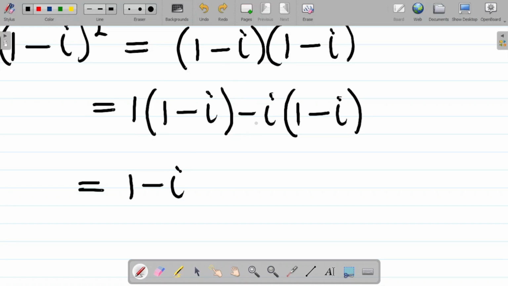The next term here, I have minus i times 1, which gives you minus i. Then you have minus times minus, which gives you plus, and then i times i, which is equal to i squared. This class is actually on binomial expansion. We've treated binomial expansion in our previous class, and I'll leave a link to it in the video description. So i times i here gives you i squared.